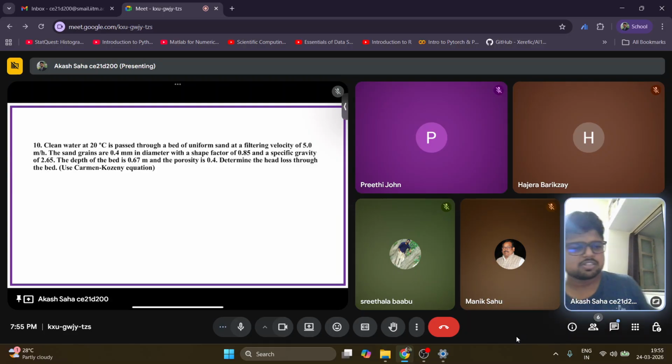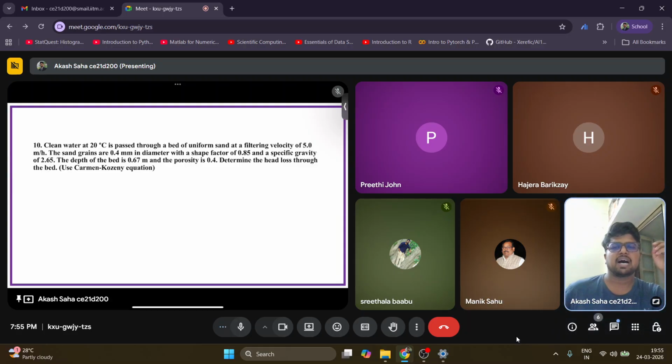Mostly, this head loss is generally calculated through many empirical equations. Like the fire water demand, there are so many empirical equations. Here also there are many empirical equations based on the various circumstances, so they will generally mention which formula to use. This is another method which we call Karman-Kozeny. So let's see how to solve this problem.